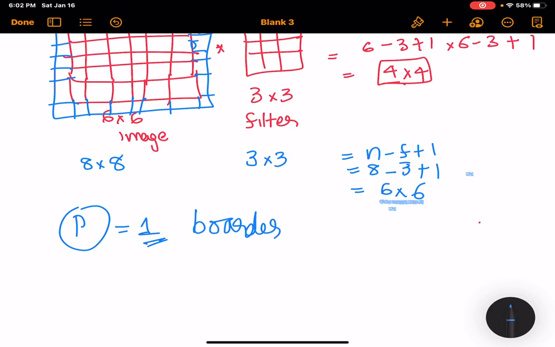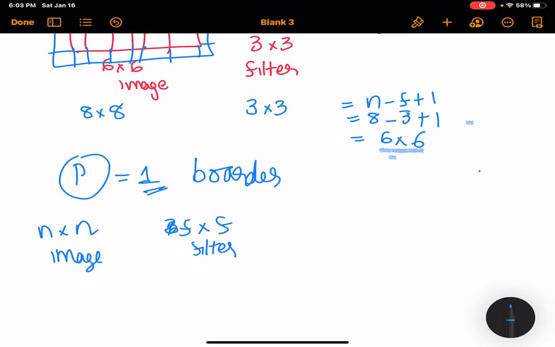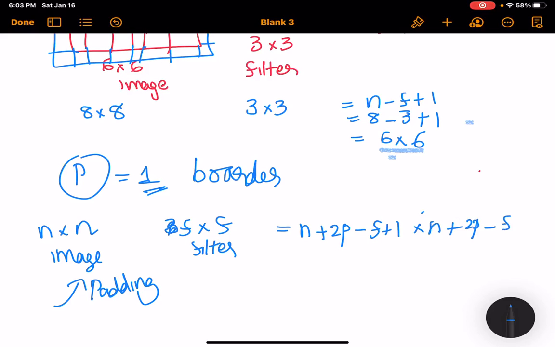Now in that case, what happens is that if I have an image of size n cross n and I have a filter of size f cross f, and I'm also using padding on my input image, then after this convolutional operation, the size of my output would be n plus 2p minus f plus 1 cross, of course, n plus 2p minus f plus 1.